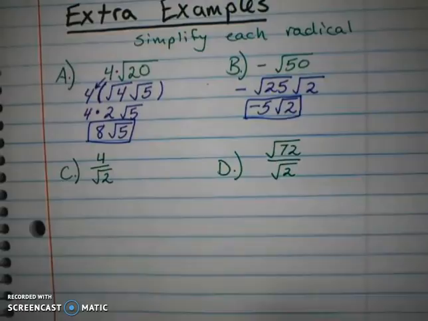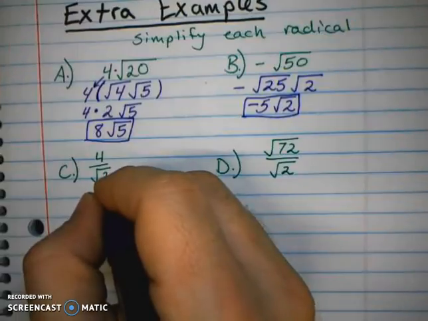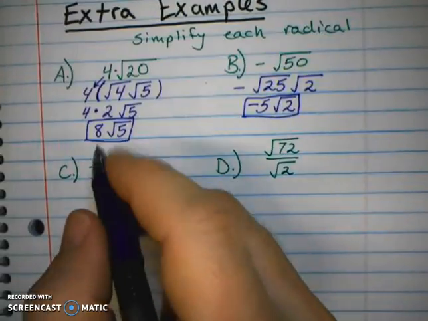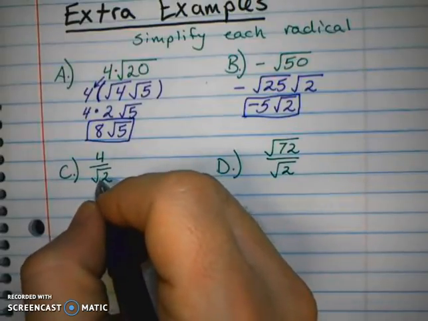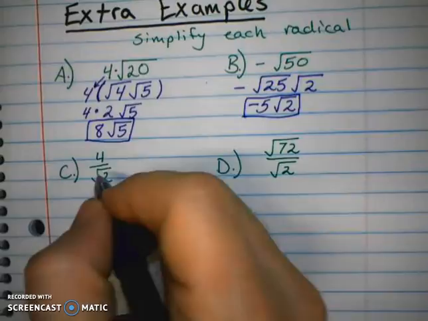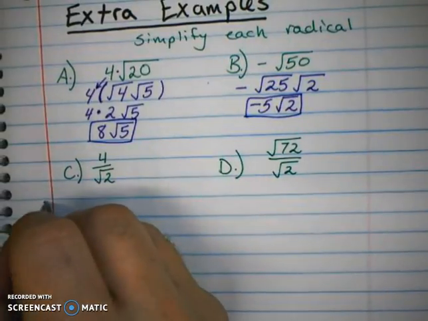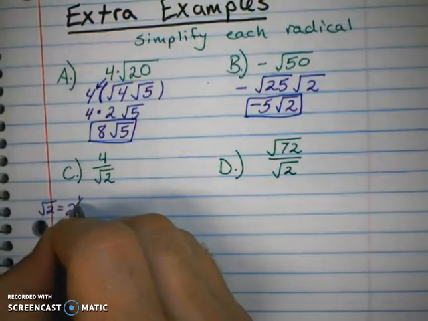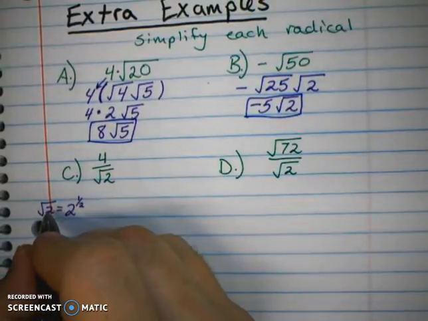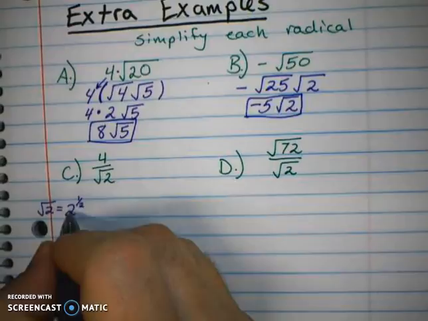On part C, the problem is that we've got the square root of 2 on the bottom of a fraction. Now, I do want to point something out. The square roots that we're using work like exponents, okay? And actually, just a quick little note on the side, the square root of 2 is actually an exponent. It is 2 to the 1/2 power, okay? So any number that you're taking the square root of, that is a half power.